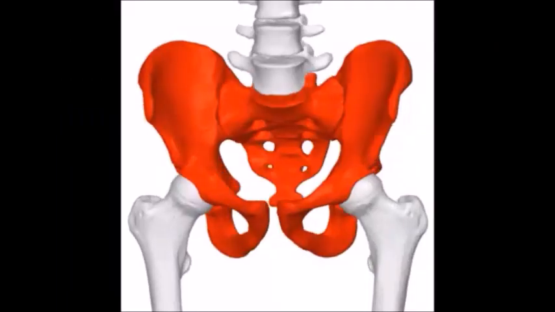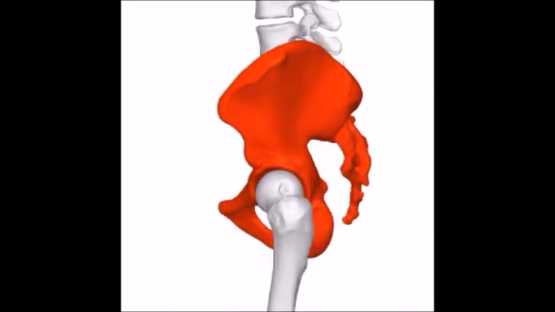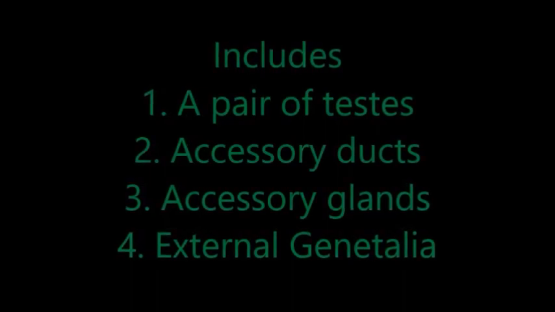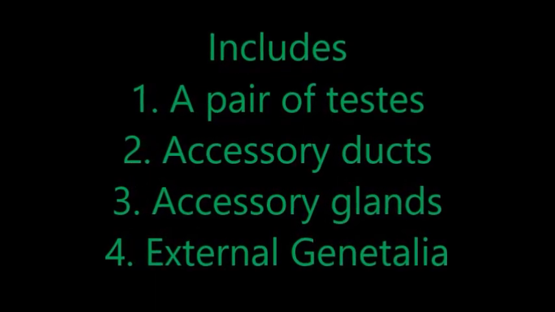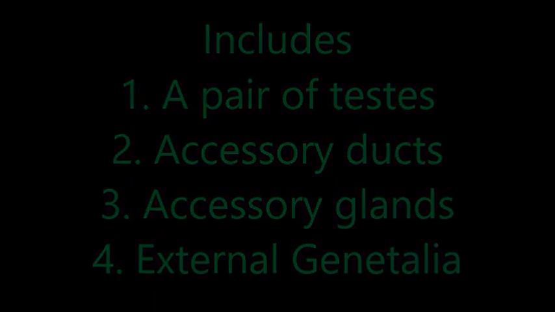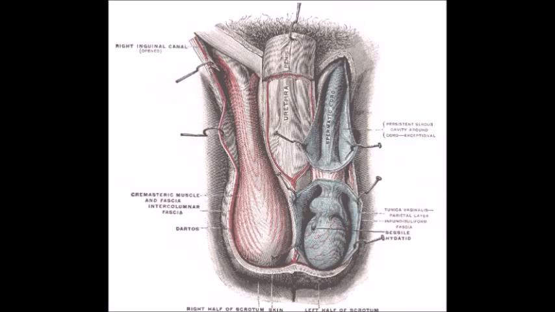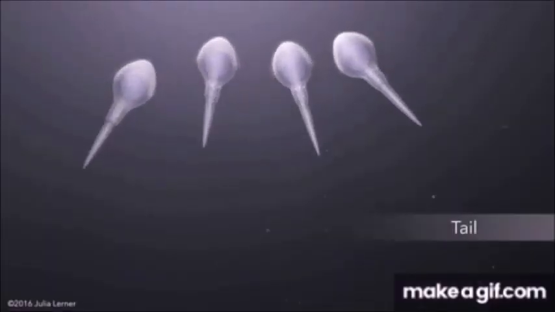The male reproductive system is located in the pelvis region of a human body. It includes a pair of testes, along with accessory ducts, accessory glands, and the external genitalia. The testes are situated outside the abdominal cavity within a pouch named scrotum. The scrotum helps in maintaining the lower temperature of the testes, around 2 to 2.5 degrees Celsius lower than the normal internal body temperature, which is necessary for spermatogenesis.